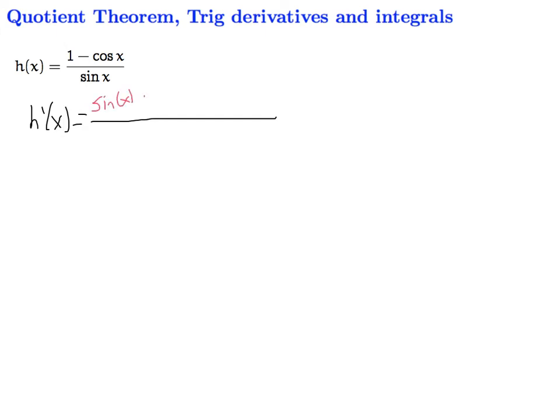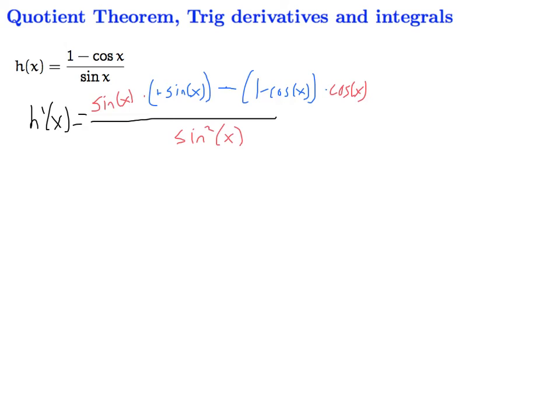times the derivative of the high function, which is negative sine of x, whoops, but it's positive because there's already a negative in there, minus the high function here, 1 minus cosine of x, times the derivative of my low function, the derivative of sine is cosine. Okay, and then finally I simply square the bottom, and away we go. So this is the answer. It's fine. It's not simplified at all, but again I've said you don't have to simplify this thing.